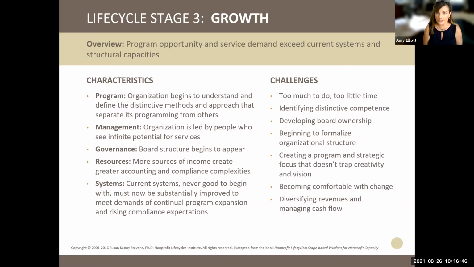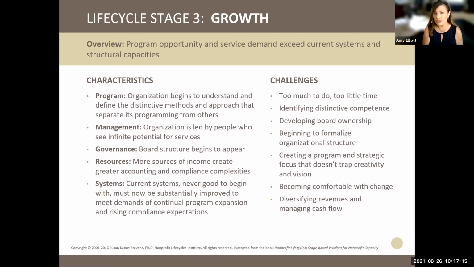So what are the challenges? Too much to do in too little time. Again, that one might be universal in the nonprofit sector. Identifying your distinctive competence, right? Well, wait a second, doesn't so-and-so do the same thing? Well, yeah, but we do it with this slice of the population, or we use this type of programming that's evidence-based, right? Knowing what separates you from the pack of people in your subsector.